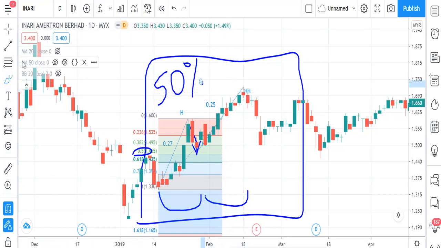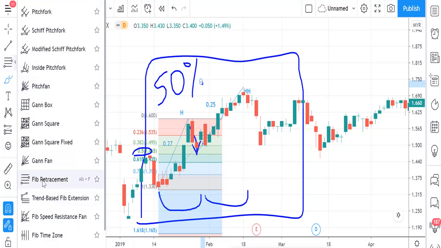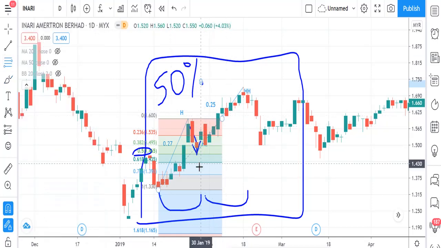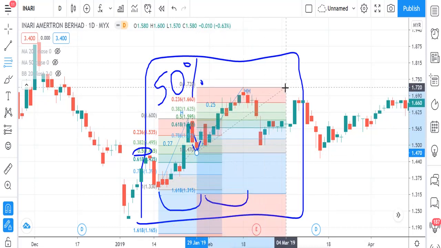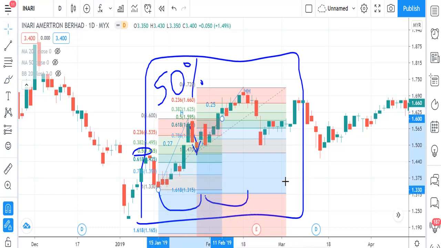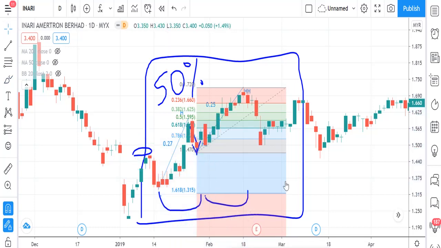Okay, now let's look at the second loop. For the second loop, again I will pick the Fibonacci. I'll start from the low that we have here, then I'll go to the high. Okay, I went to the high already. Now it's a bit difficult to read, so maybe I can remove the previous Fibonacci. Now it becomes clearer. Now if you look, it went down like this.